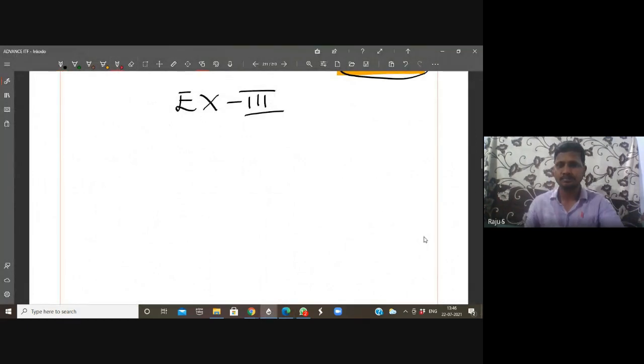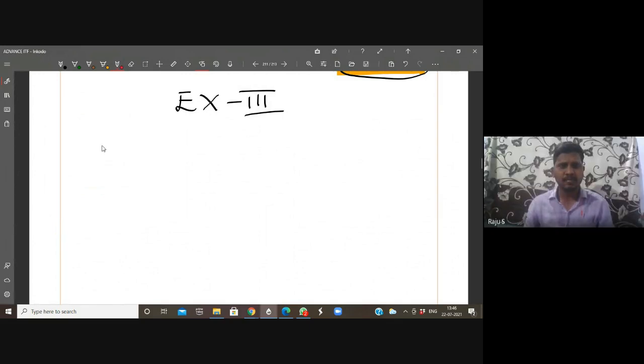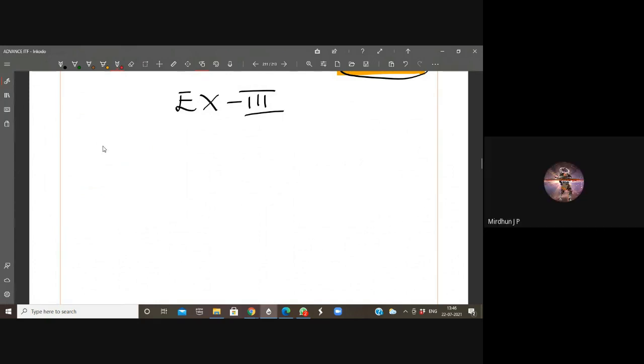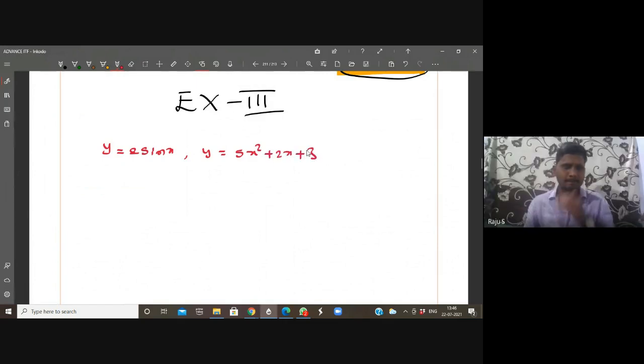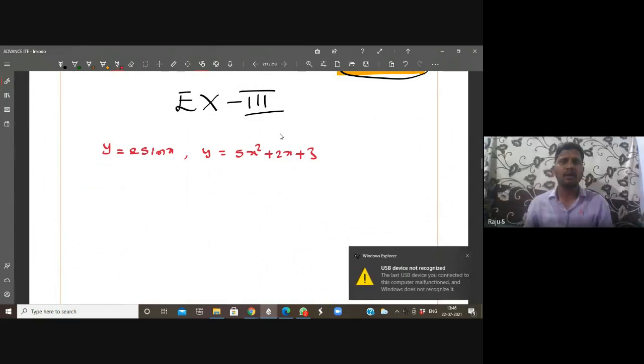Sir, the number of points of intersection of two curves y equal to 2 sin x and y equal to 5x square plus 2x plus 3 is. The number of solutions? Sir, y equal to 2 sin x, and y equal to 5x square plus 2x plus 3. We need to find the number of points of intersection of both the curves. Graph, sir.